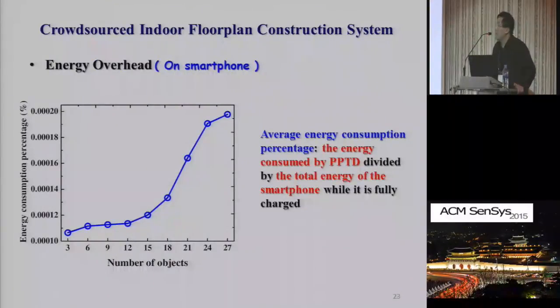And we also measured the energy overhead on the smartphone. Here we use a metric which is the average energy consumption percentage. It's defined as the energy consumed by the proposed PPTD scheme divided by the total energy of the smartphone while it is fully charged. And as we can see in this figure, compared to the total energy of the smartphone, the energy consumed by the proposed scheme is actually negligible.